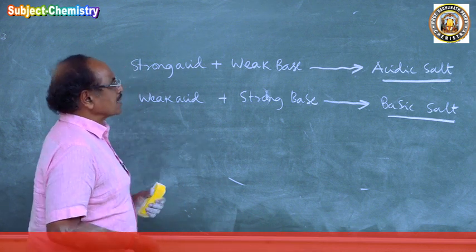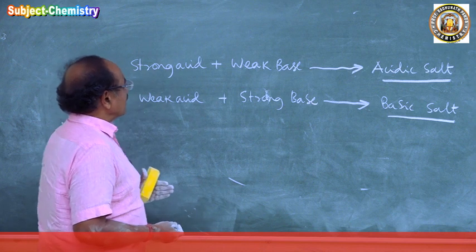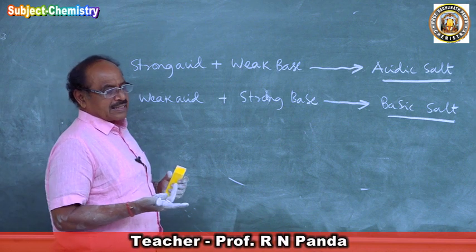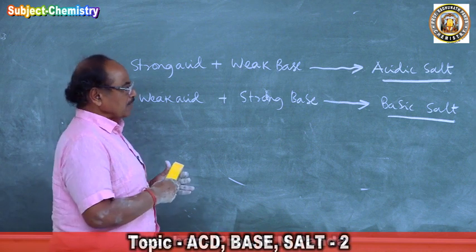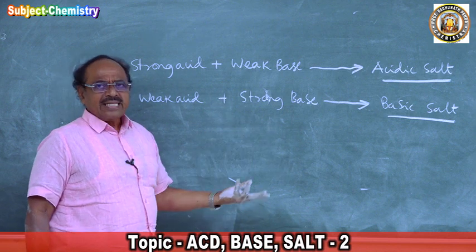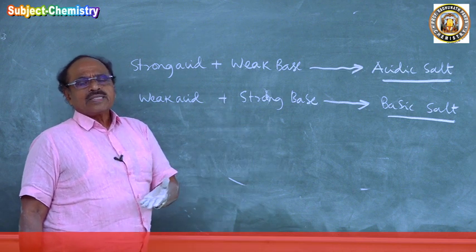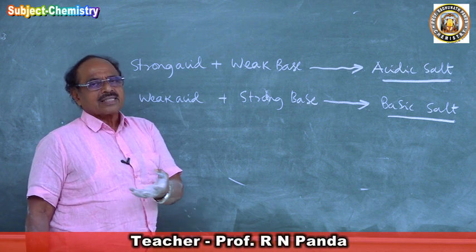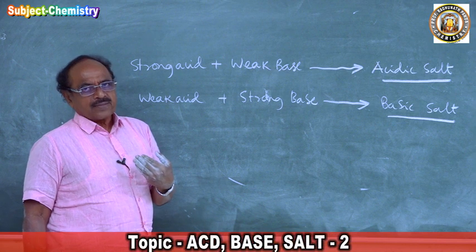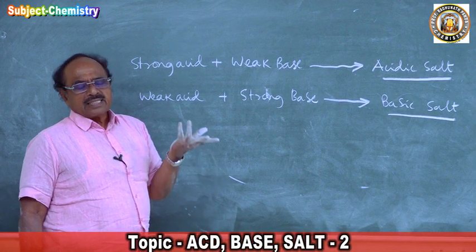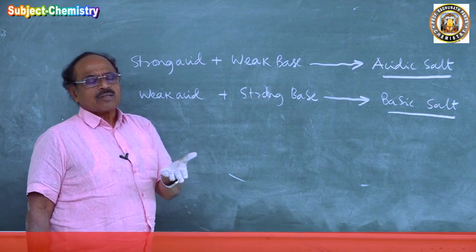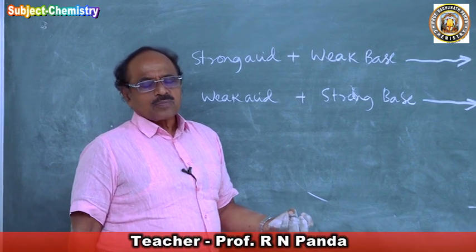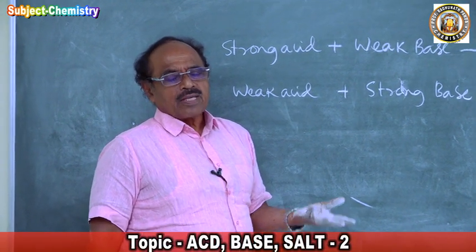So let's come to acidic salt and basic salt. I will give an example. Depending upon the acids, there are strong acids and weak acids. If your electronegative element is highly electronegative, the acid produced will be a strong acid. If the electronegative element is less electronegative, then the acid produced will be a weak acid. If the electropositive element is strongly electropositive, it will form a strong base, and if it is a less electropositive element, then it will form a weak base.